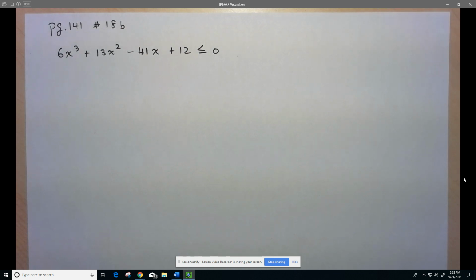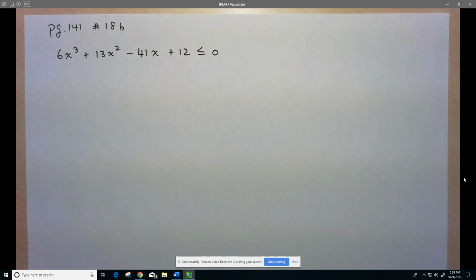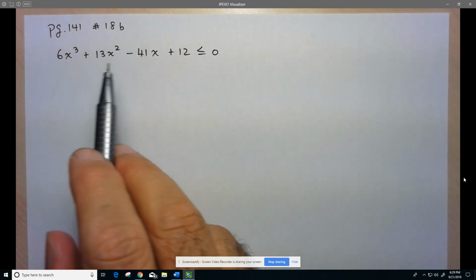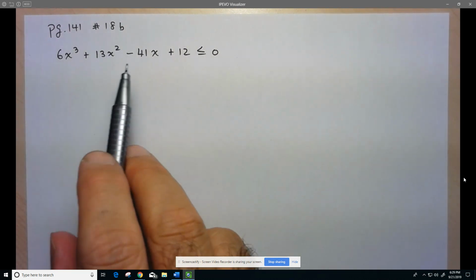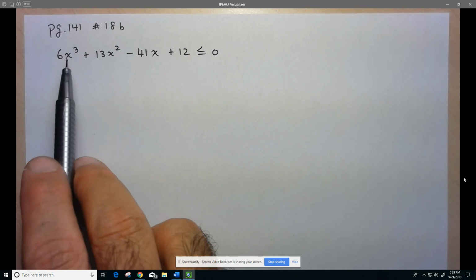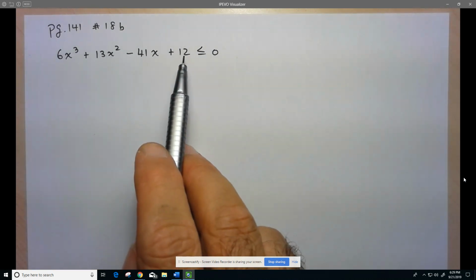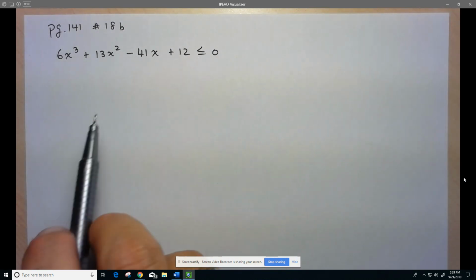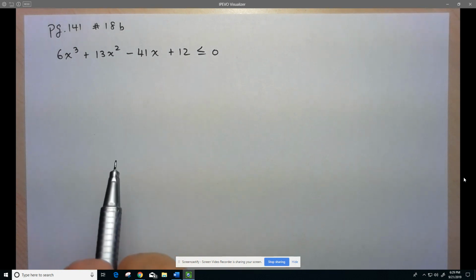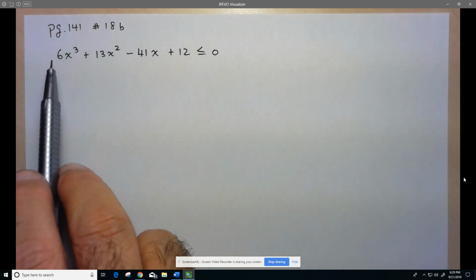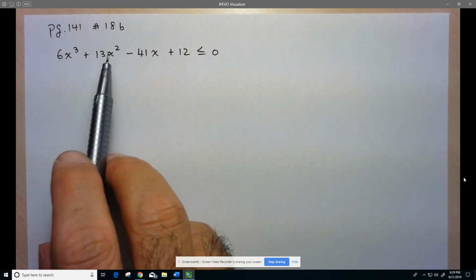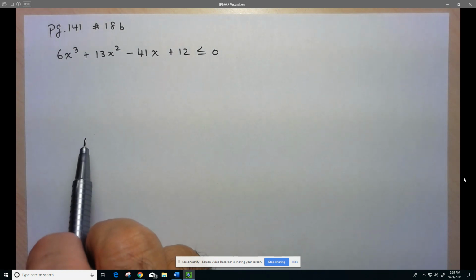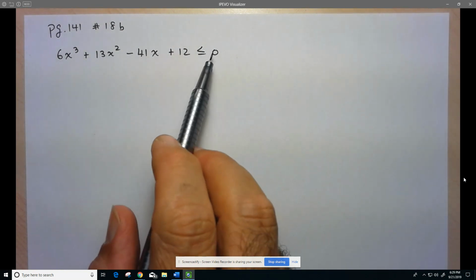Hi folks, we're going to take a look at the solution to 18b on page 141. So here we've got a polynomial inequality, and what's nice about it is it's already in the form that we like, which is all terms to one side, less than or greater than 0. So here we've got less than or equal to 0. So our goal is to factor the left side, sketch the graph of the resulting function, and then read the answer straight off the graph.